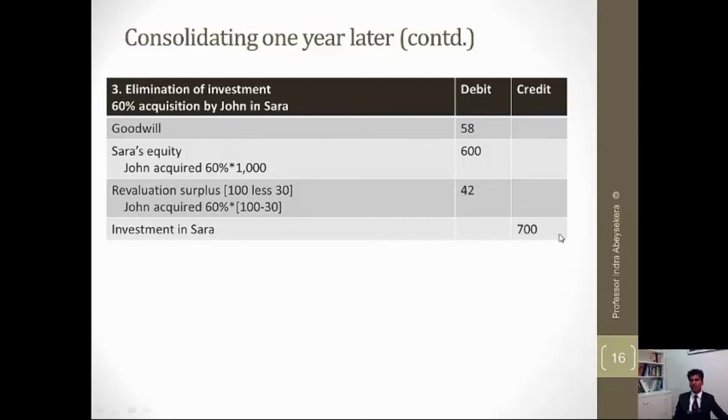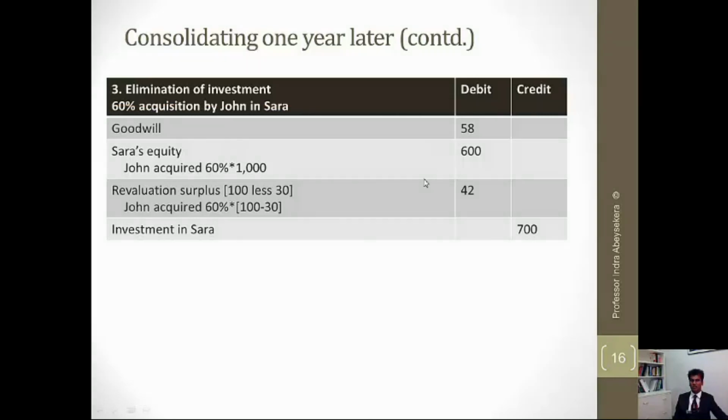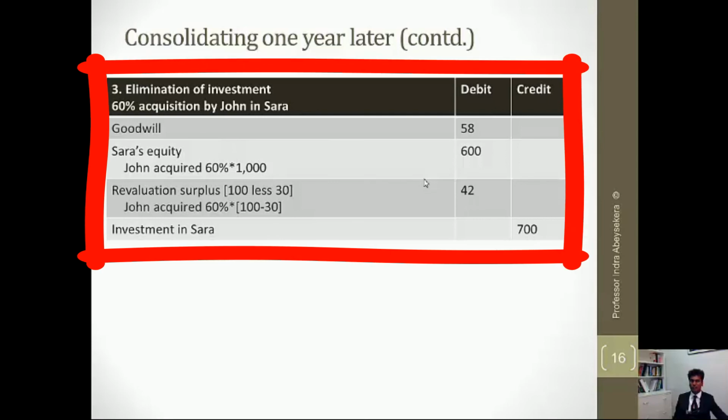That means John paid more than that for an asset that is unidentified but has value, and that is called goodwill. It could be a collection of intangible assets. It's goodwill, 58. Debit goodwill 58. Debit Sarah's equity 600. Debit revaluation surplus 42, and credit investment in Sarah 700.